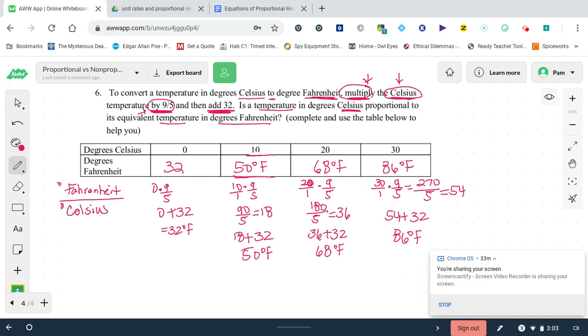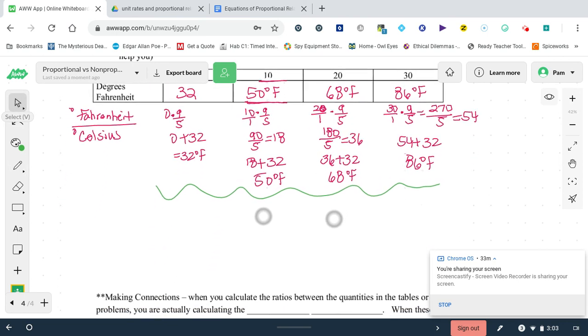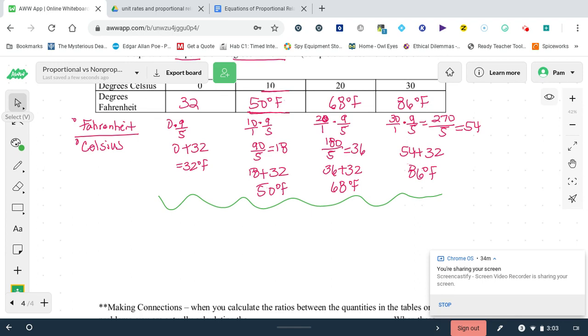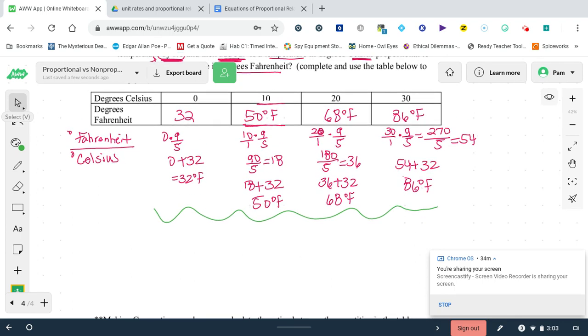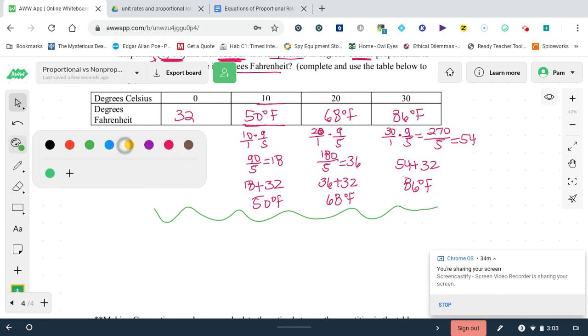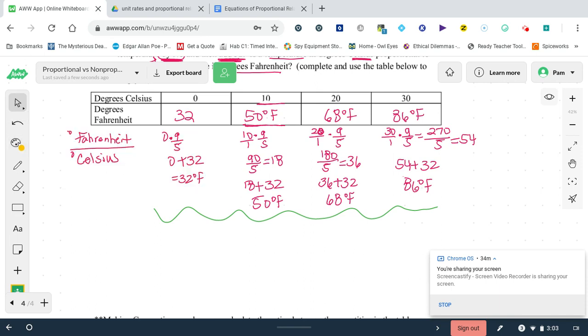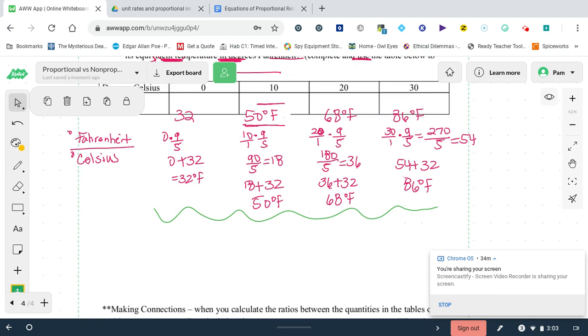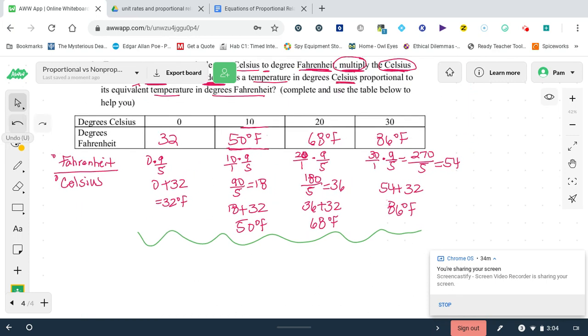Okay, but you weren't just trying to fill in the table. You're trying to see if it's proportional or not. So what we're going to do is take a look at our numbers in the table to see if it's proportional. So taking a look at the numbers in the table, I have 32 divided by 0. Well, you cannot divide by 0, so we're not even going to touch that one because we would get an impossible number. It's not possible to take 32 of something and divide it by 0. So we're not even going to worry about that one.